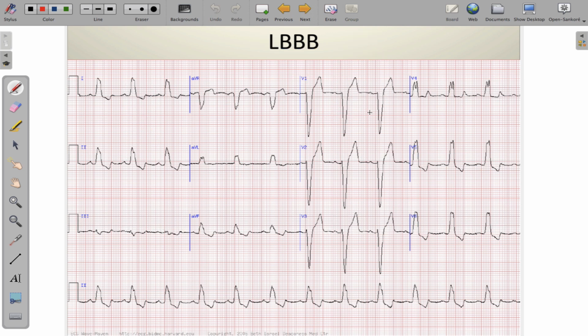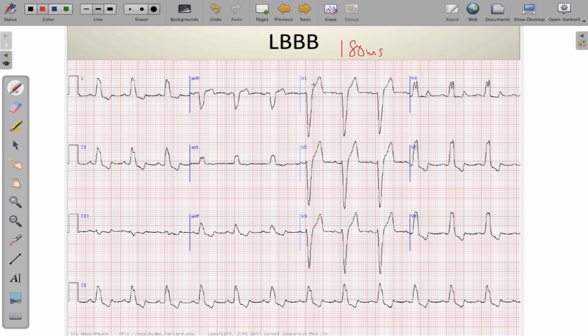All right, let's take a look at another pattern here. So this is what left bundle branch block looks like. And you'll notice here, if we go to lead V1, we want to determine first and foremost, is the QRS wide? In fact, here it's probably close to 200 milliseconds. Let's call it 180 milliseconds, so it's very wide.